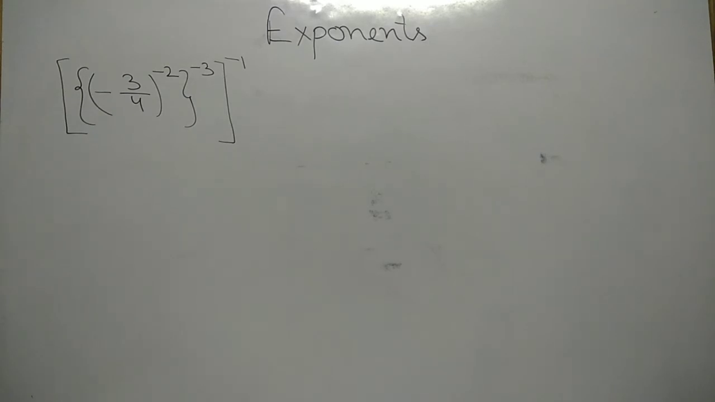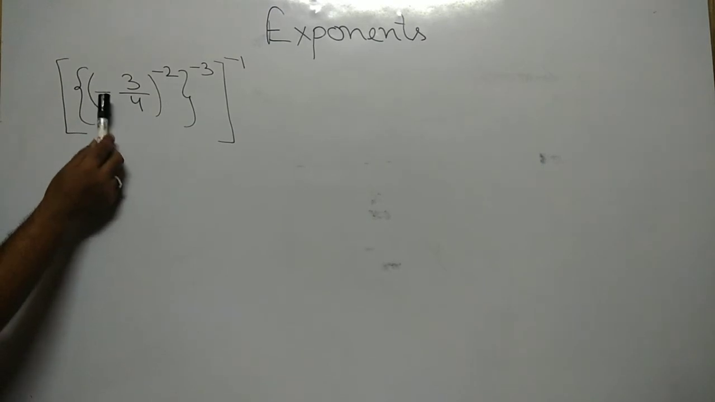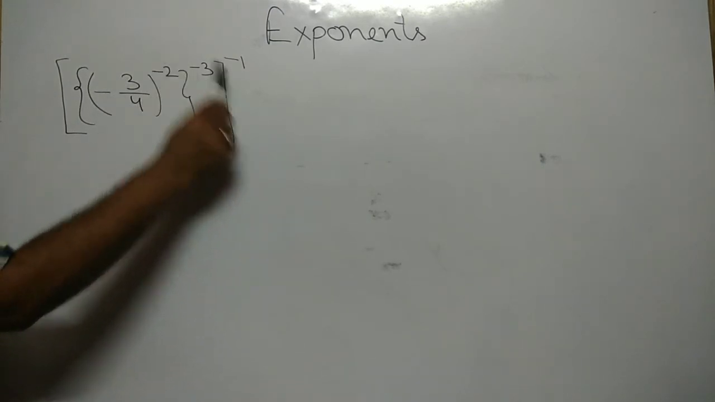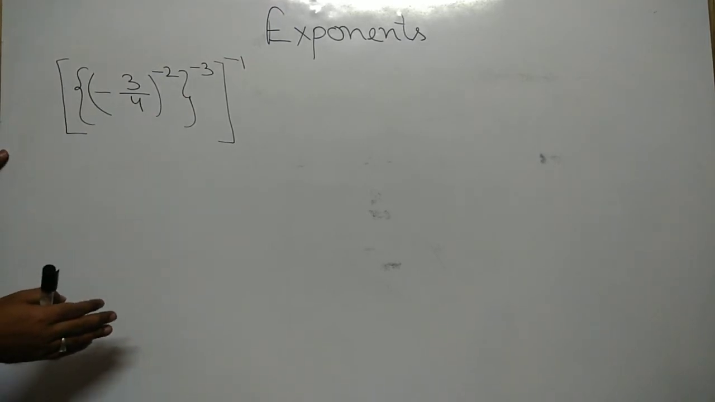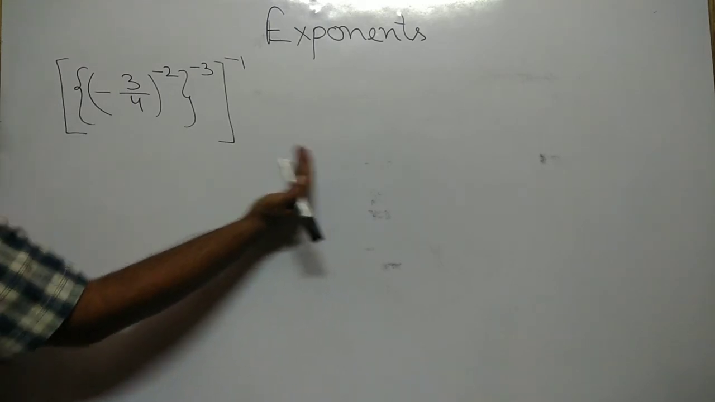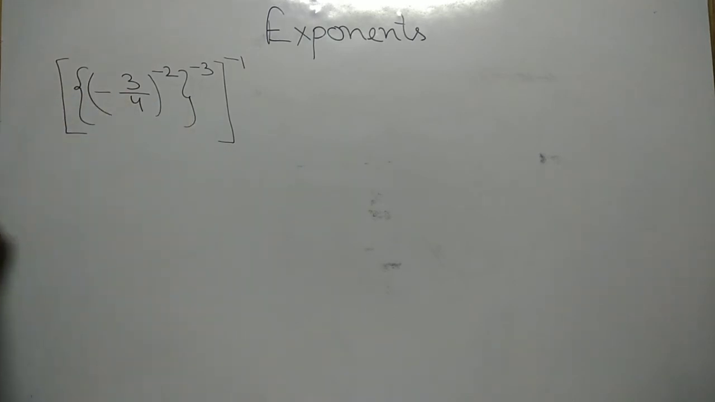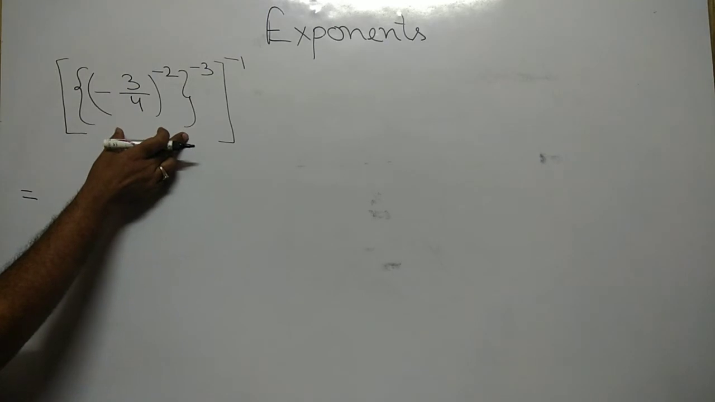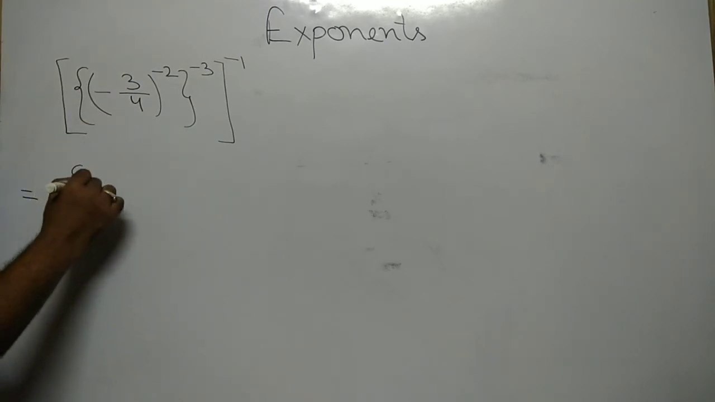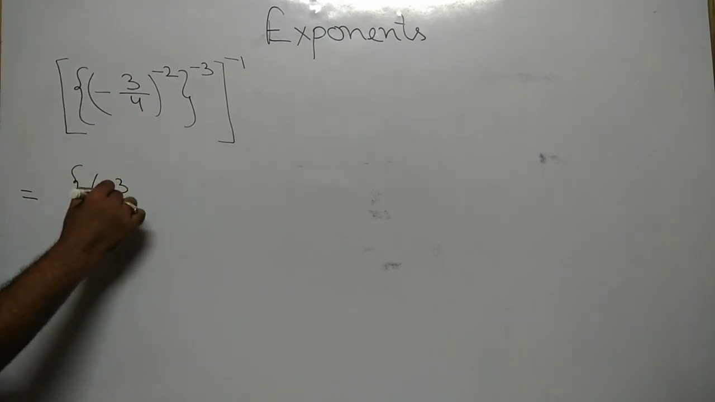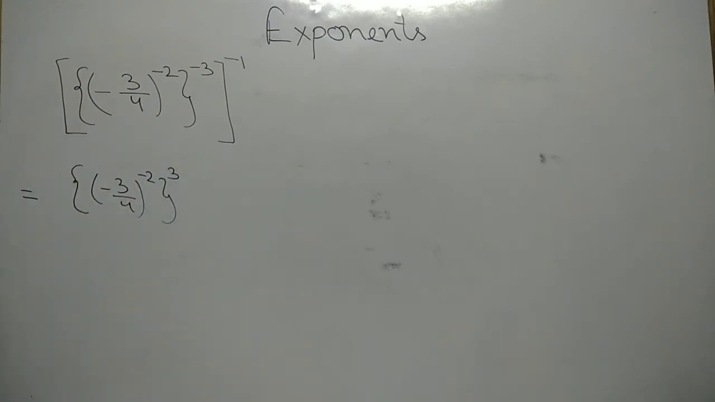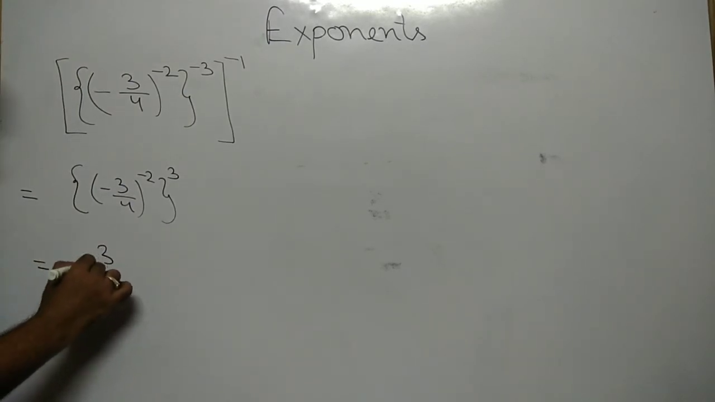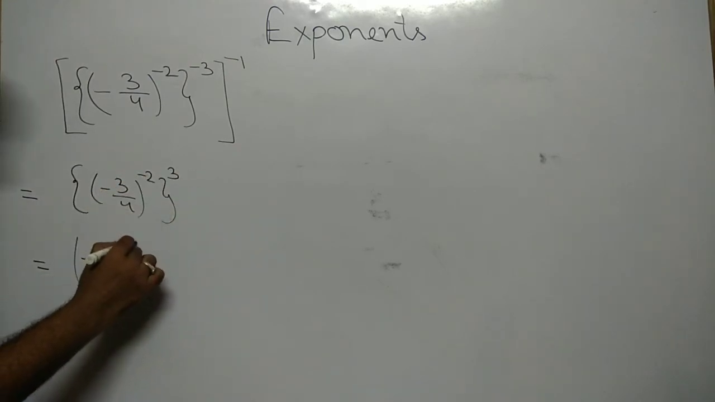Here you can see another type of problem. If you start from the smallest bracket, (-3 upon 4) whole to the power -2, whole to the power -3, whole to the power -1, they are different powers with different brackets. So in this type of question we remove the bigger bracket to smaller bracket, not smaller to bigger. So we can move to the square bracket: -3 into -1, it's plus 3. Now next, -2 into 3, it's -6.